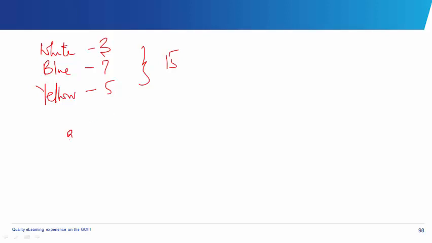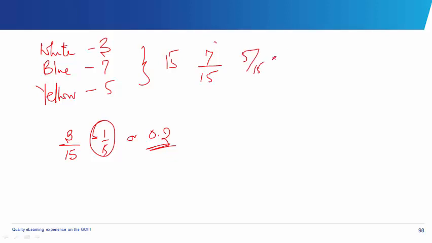Then we're now told to find the probability that a white ball is chosen. So from this we have the total number of white balls, 3, all over the total number of balls, which is 15. If you reduce it, that is 1 over 5, or change it to decimal, 0.2. Then for blue it will be 7 over 15. Then yellow will be 5 over 15, or 1 over 3.